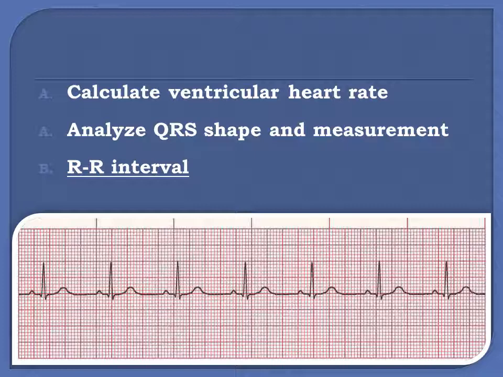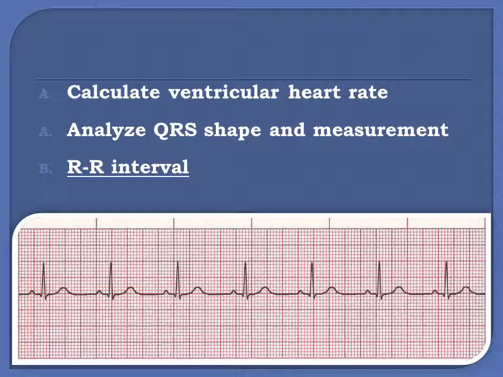Calculating ventricular heart rate is similar to method 2, that is the rule of 10. So here we need to count the number of R waves in a given rhythm strip and multiply it by 10. Like in this strip, there are 7 R waves and multiplying it by 10 makes it 70 beats per minute. So the ventricular heart rate here is 70 beats per minute.